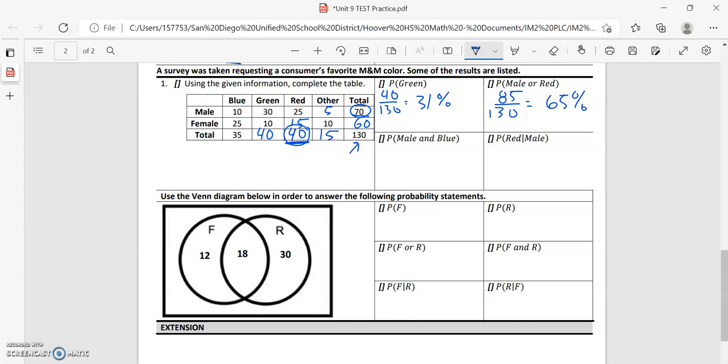Male and blue. Male and blue is 10 over 130. And that is 8%.